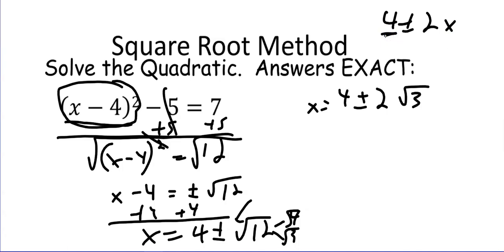This is a number, and this is a number that's a coefficient of a variable. The radical 3 here is kind of like a variable. 2 times radical 3 is not just a number to add to 4. Not to mention, it's 4 plus or minus. All right? So we just leave it right there. That's our answer.